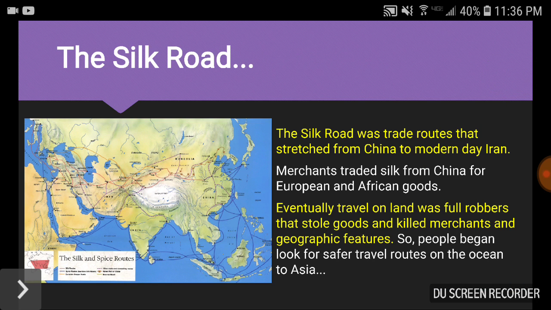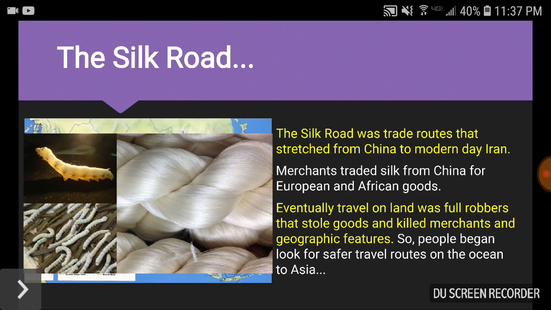Okay, the Silk Road. So the Silk Road is the name that we call these trade routes that stretch from basically China to modern day Iran. You could say it stretches even further than that. So the Silk Road stretched mainly from China all the way to different parts of Europe and Asia. The Silk Road gets its name from silk.